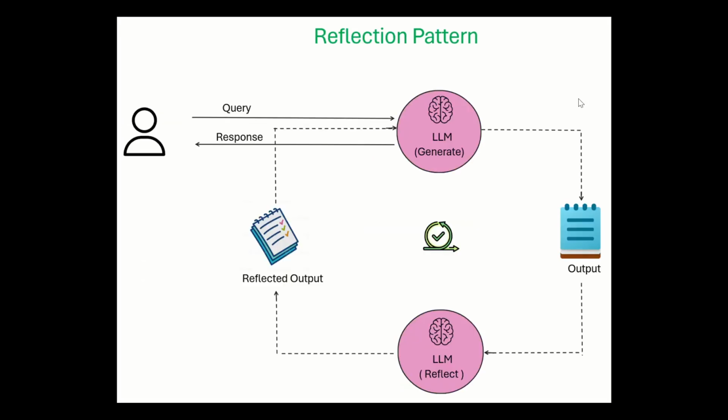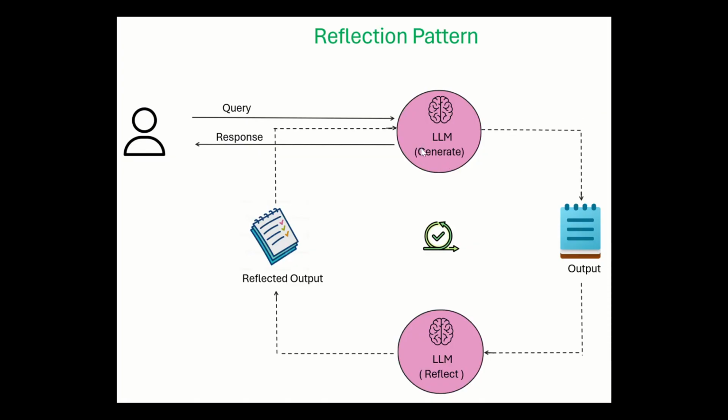Now, even with a plan, mistakes happen. That's why many teams add the reflection pattern. Reflection means the AI reviews its own work before giving it back. It drafts, critiques itself, fixes the mistakes, and then produces a cleaner final version. A self check, I would say, like proofreading your own essay.